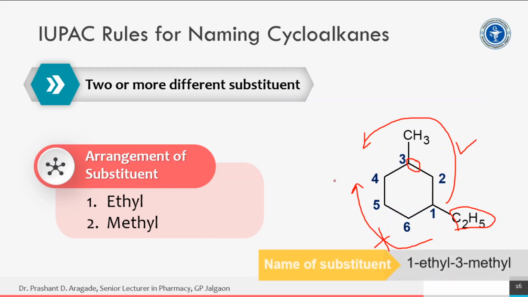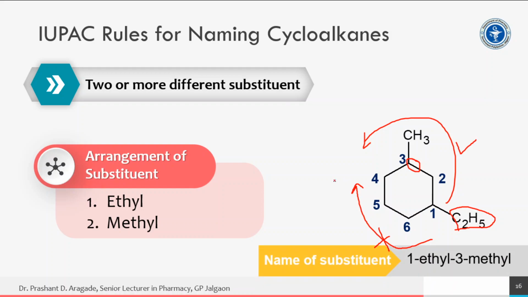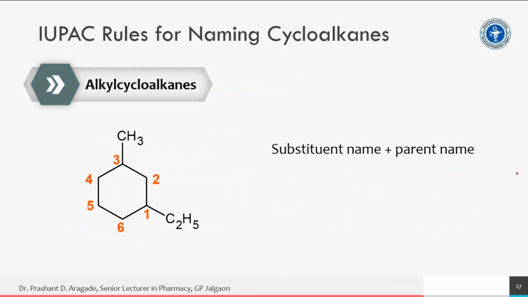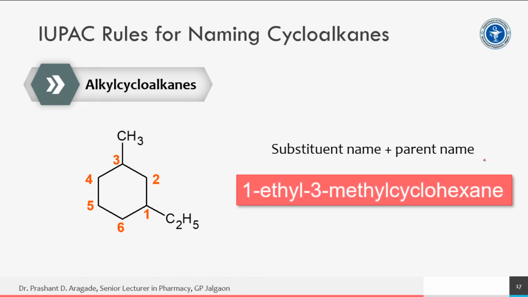So the name of this compound may be given by adding the names of the substituents. So the name of the substituents is 1-ethyl, 3-methyl. The ethyl group is attached at the carbon atom numbered 1 and the methyl group is attached on the carbon atom numbered 3. So substituent names should be prefixed to the parent name. So the name of this compound is 1-ethyl-3-methylcyclohexane. Why hexane? Because this ring contains 6 carbon atoms.